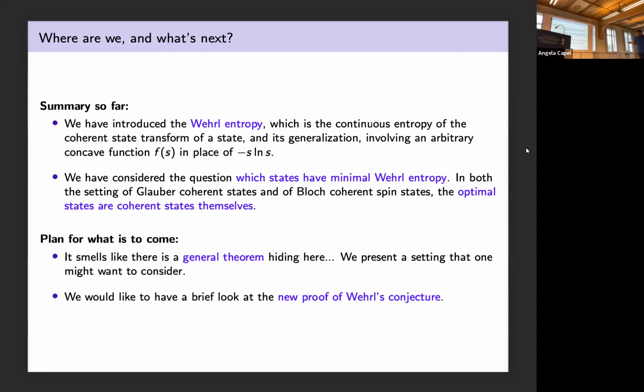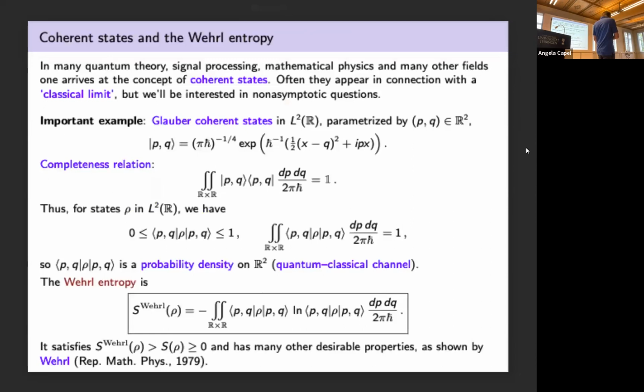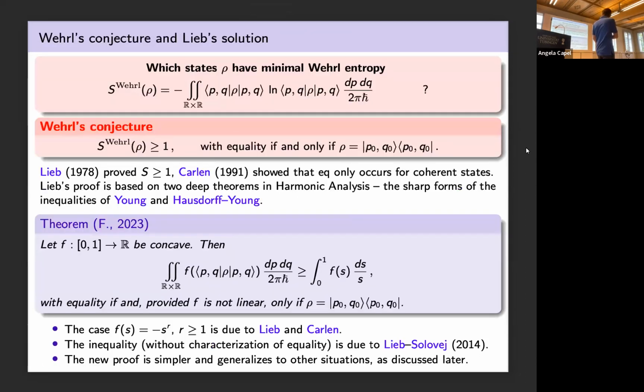There are other questions behind there. For instance, Carlen had a nice result where he minimized the original Wehrl entropy under a constraint on the von Neumann entropy of rho. So what is the minimal Wehrl entropy if you have a given von Neumann entropy? It turns out that you can solve this problem, and the solution is given by a Gaussian state that has the right entropy.